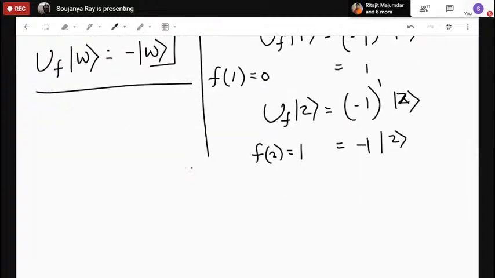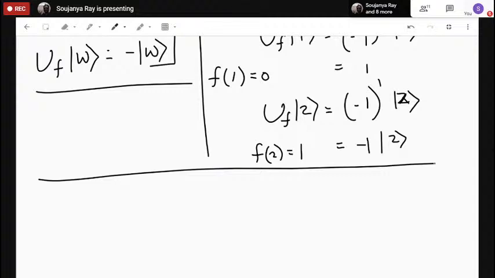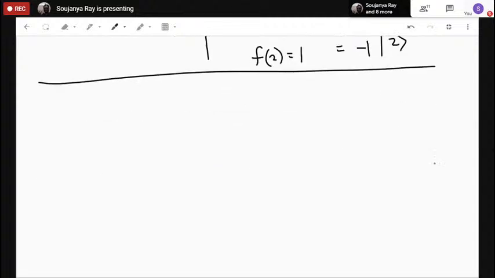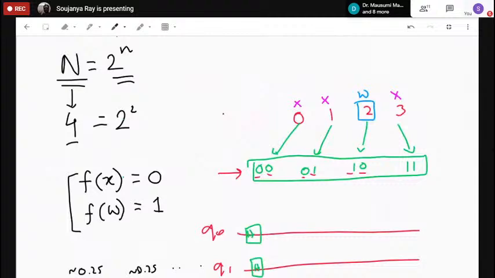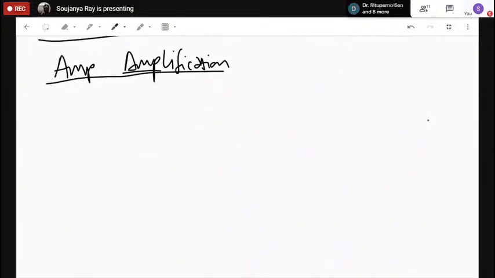And now is the second part that tells you the amplitude amplification. So amplitude amplification. The first amp stands for amplitude, the second amp stands for amplification. Now remember we were searching this. So I'll write it down again. So let me write it down.